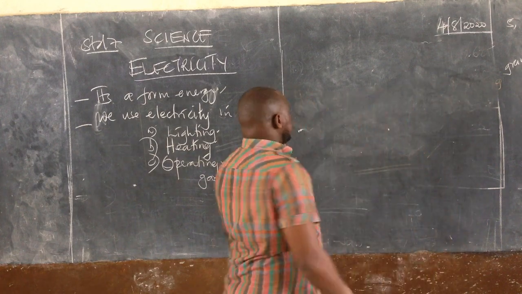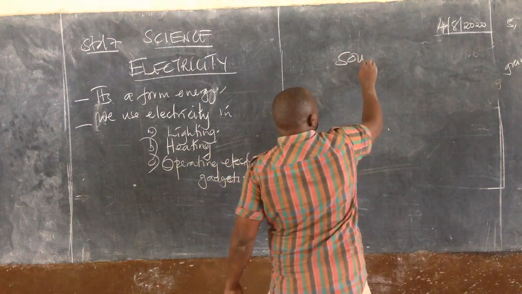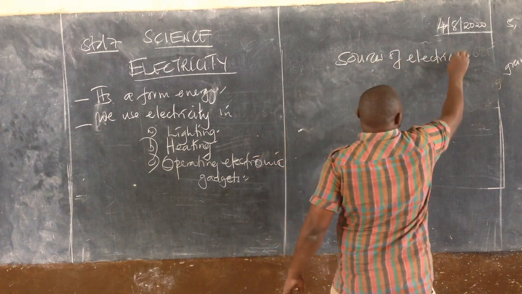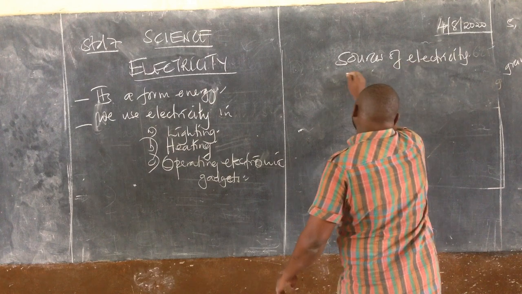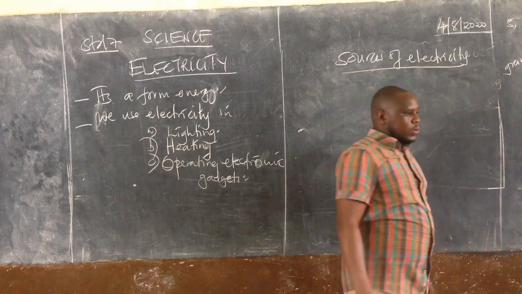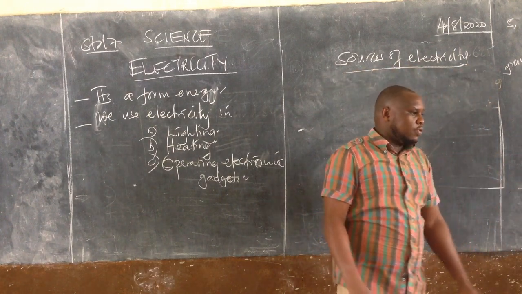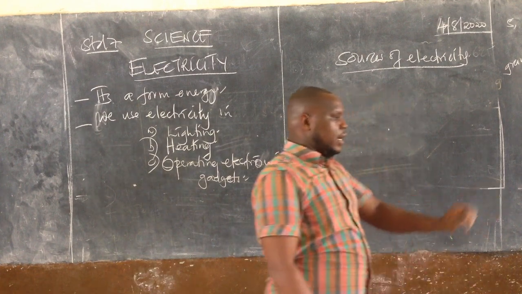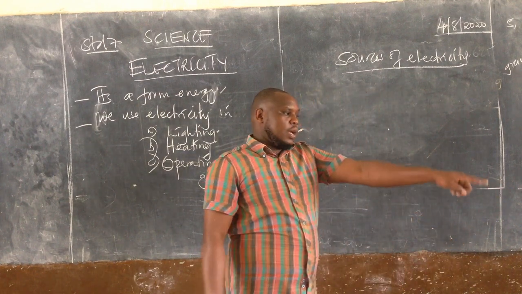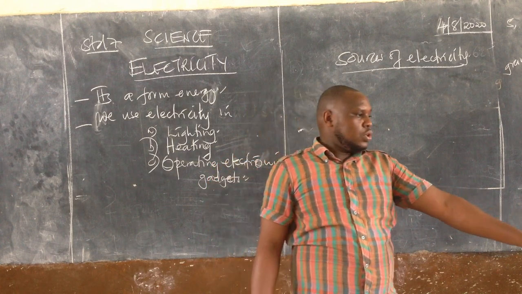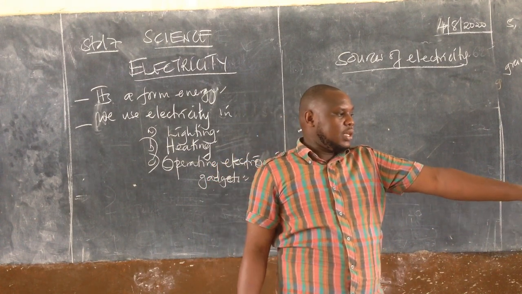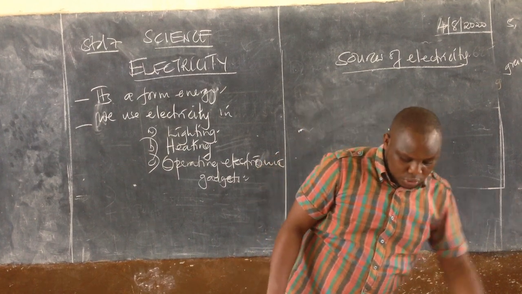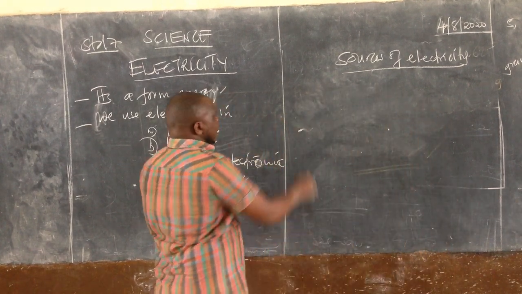Where do we get this electricity from? So we are going to have sources of electricity, and we are going to have two types of electricity. Okay. We are going to have number one type.